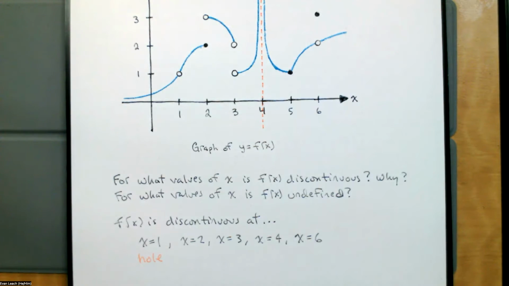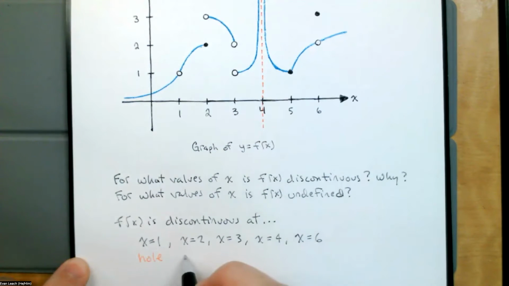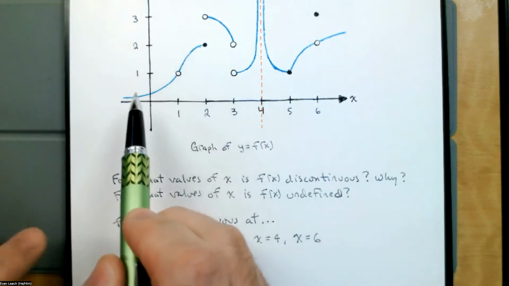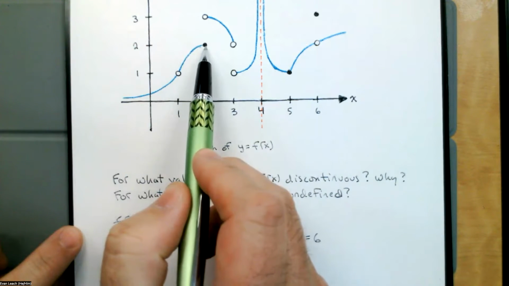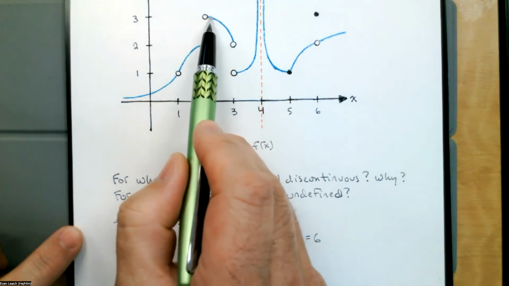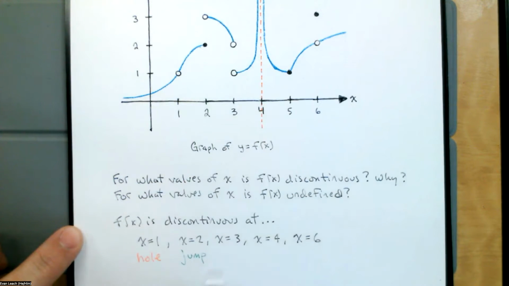How about at x equals 2? We've got a jump. Jumps are green. So we're drawing the graph. It looks like it's going to be headed up to this value of 2. But as soon as we get past 2, immediately the values of f jump up to around 3 and start decreasing. So there's a jump there.